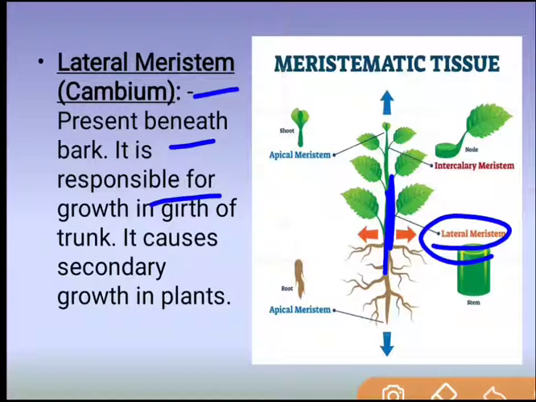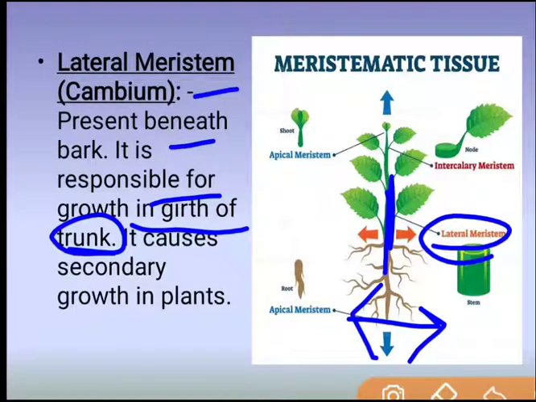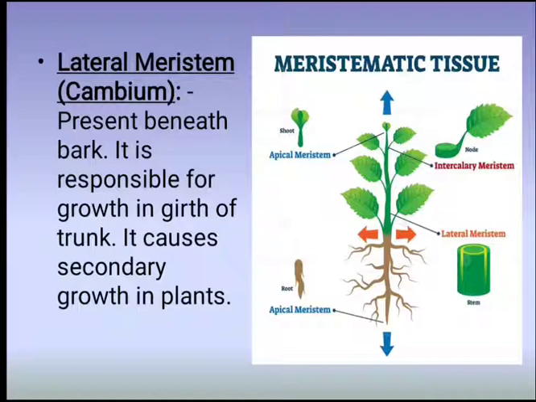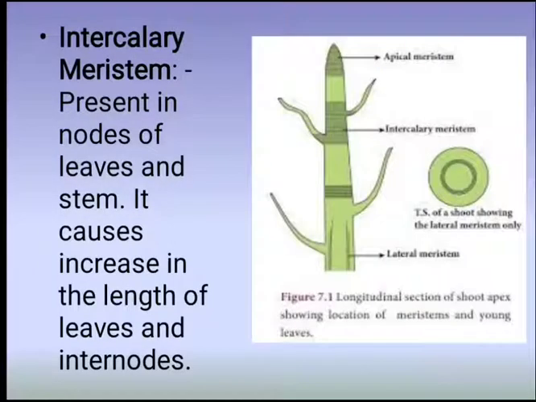So it is responsible for growth in girth of the trunk, meaning it helps to increase the breadth, the girth. It causes secondary growth in plants. This type of growth is called secondary growth. Secondary growth means increase in the girth of the plant. Fine. Now next one is the intercalary meristem.